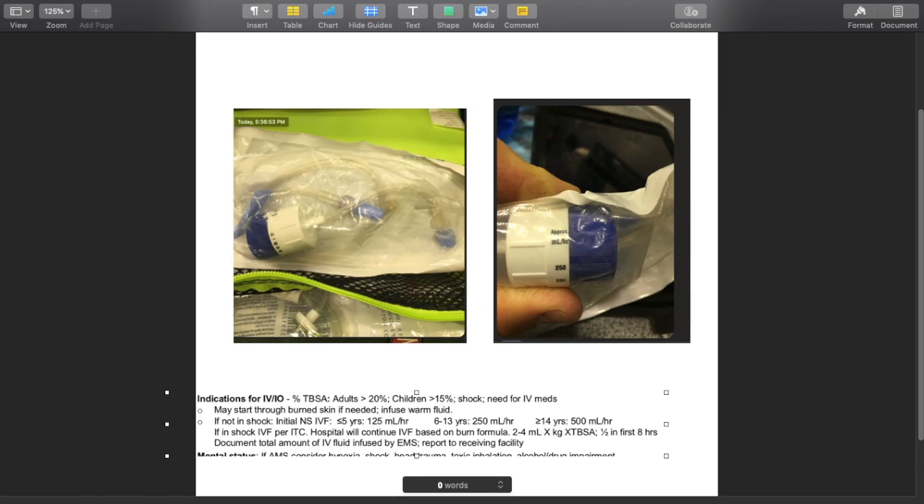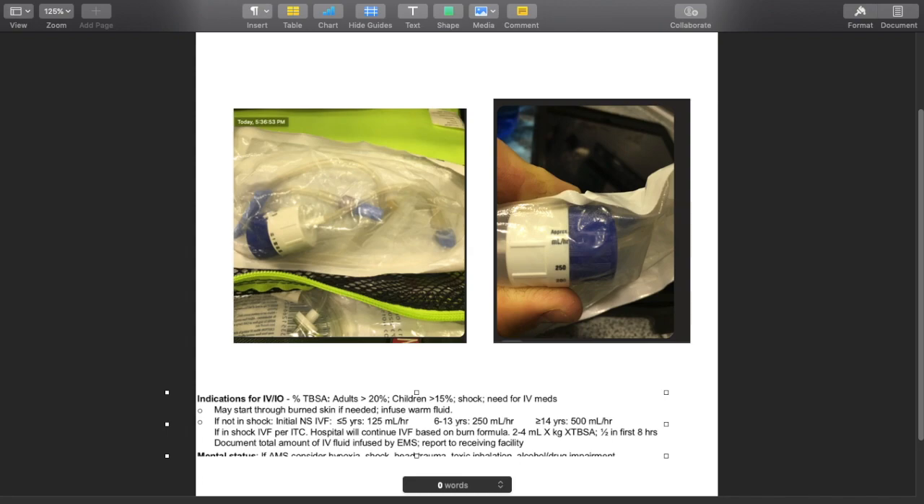Now the first thing I thought that this would be great for would be our new burn protocol. If you look down here, we have the indications for fluid in the first hour. If they're less than 5 years old, we're going to give 125 milliliters an hour, which we can easily set on this Diaflow. If they're 6 to 13 years, we're going to bump that up to 250 milliliters an hour, which is the max set on one Diaflow. Now, if they're an adult or greater than 14 years, we need to establish 2 IVs to give fluid, and we're going to give them 500 milliliters an hour, set at the max of 250 at each.